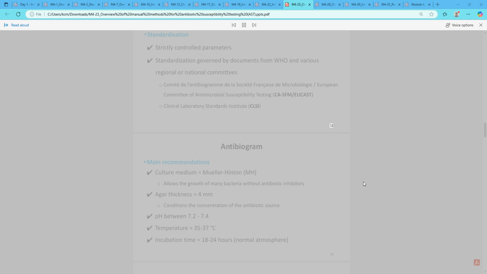Main recommendations. Culture medium equals Mueller-Hinton, MH. It allows the growth of many bacteria without antibiotic inhibitors. Agar thickness equals 4 millimeters, which conditions the concentration of the antibiotic source. pH between 7.2 and 7.4. Temperature equals 35 to 37 degrees Celsius. Incubation time equals 18 to 24 hours, normal atmosphere.